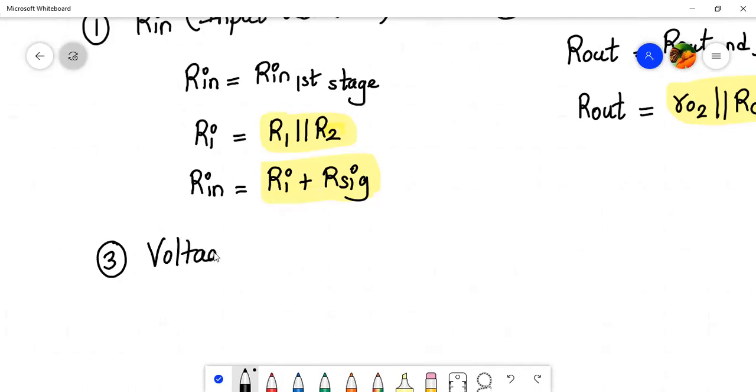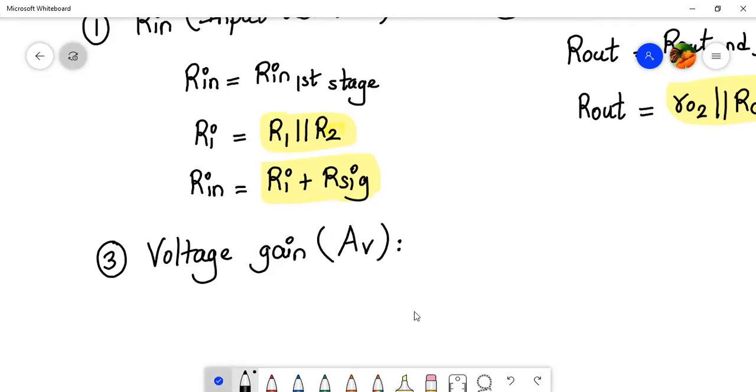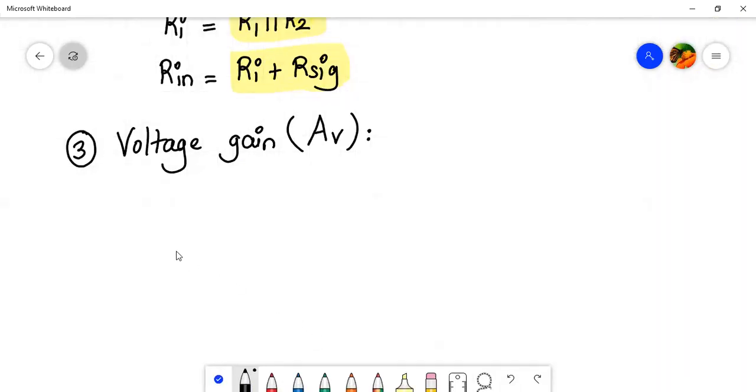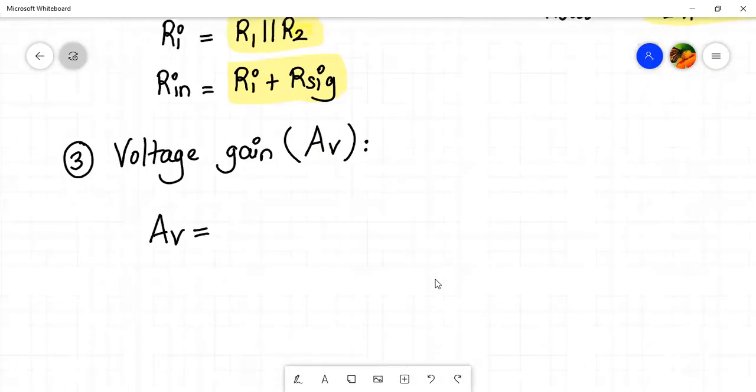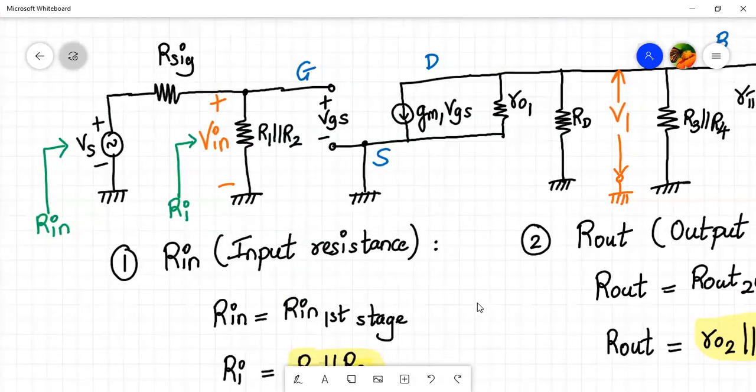Overall voltage gain, right? So we'll write voltage gain. It's a gain, that's why we denote it by A, and V stands for voltage gain. Okay. Now let us continue our discussion. So the overall voltage gain of the given amplifier will be given by output upon input.